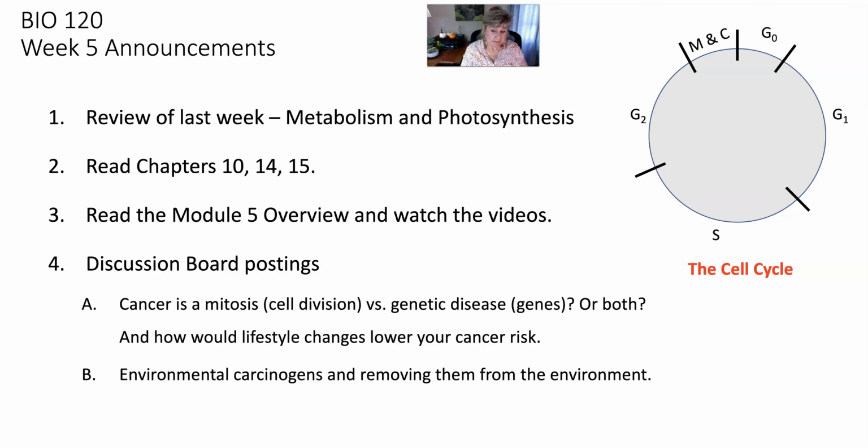You're also going to talk about environmental carcinogens in your response post. A carcinogen is any type of mutagen that produces cancer. And there are plenty of environmental carcinogens out there, so many that we breathe in, that we eat in our food, that we get through beauty products. Oh my goodness, there are just so many out there. And how you can remove these from the environment. Okay, so that will be important too.